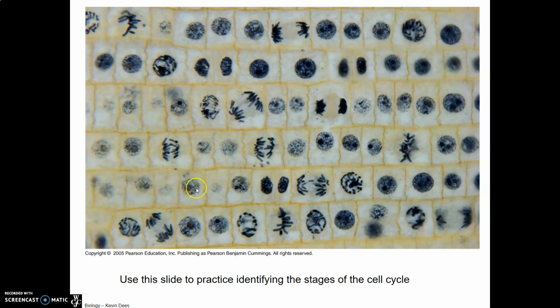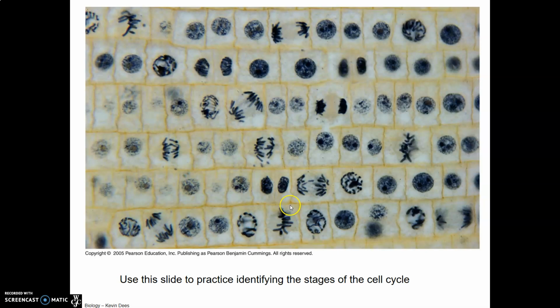Following interphase, the chromatin will condense to form the chromosomes, and the nuclear envelope will begin to erode away. And remember that the nucleus now will begin to take on this sort of oval appearance. The nucleolus will leave, and this is a cell that is in prophase.